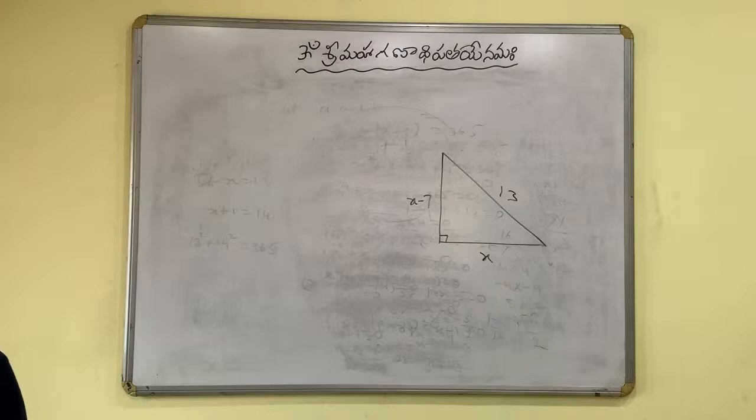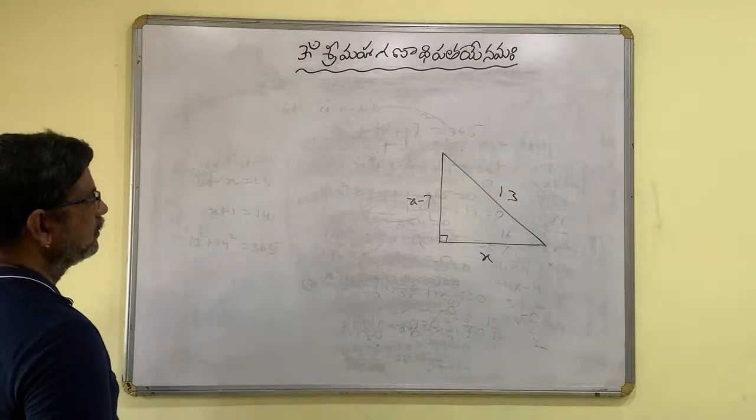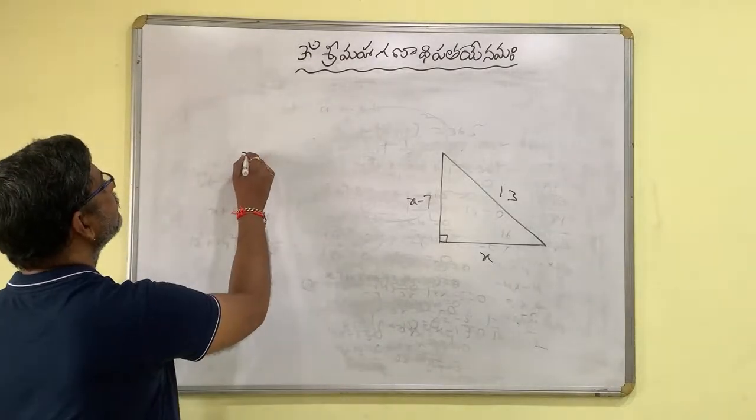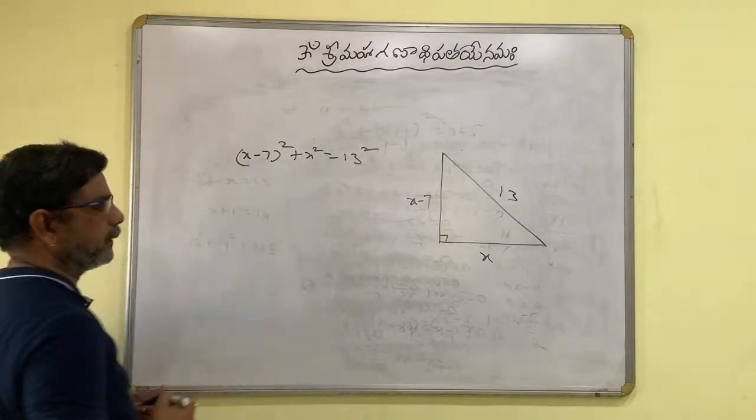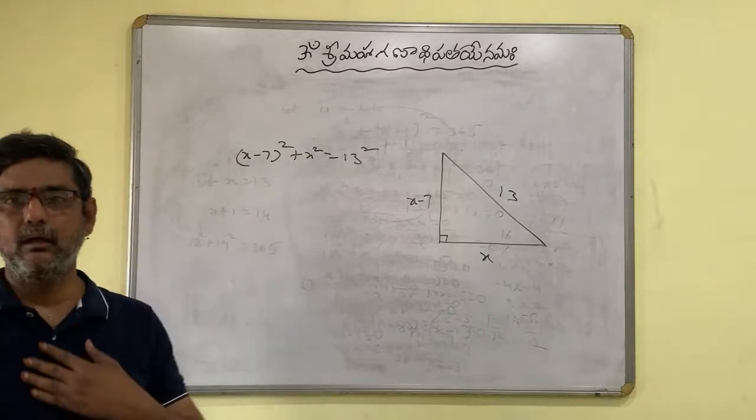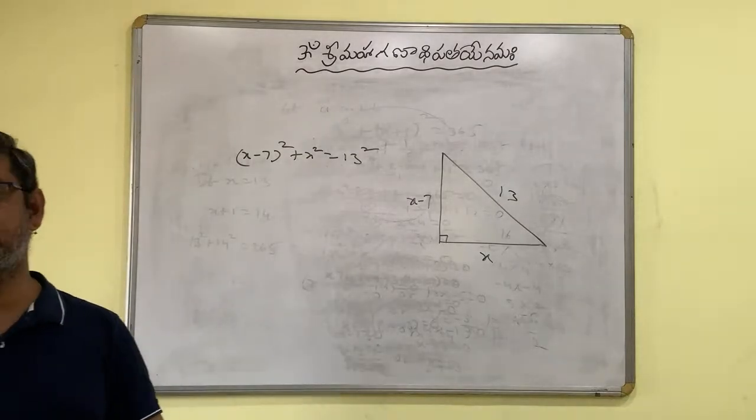The altitude of a right triangle is 7 centimeters less than the base. Consider the base as x centimeters, and the altitude will be x minus 7 centimeters. The hypotenuse is given as 13 centimeters. We need to find the two sides. Now we can apply the Pythagoras theorem here: (x minus 7) whole square plus x square is equal to 13 square.